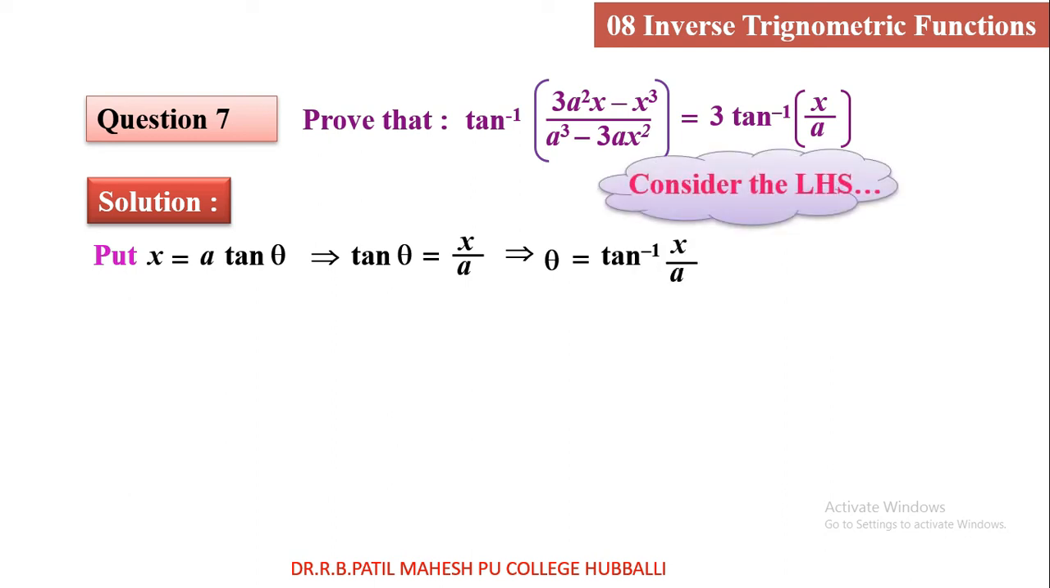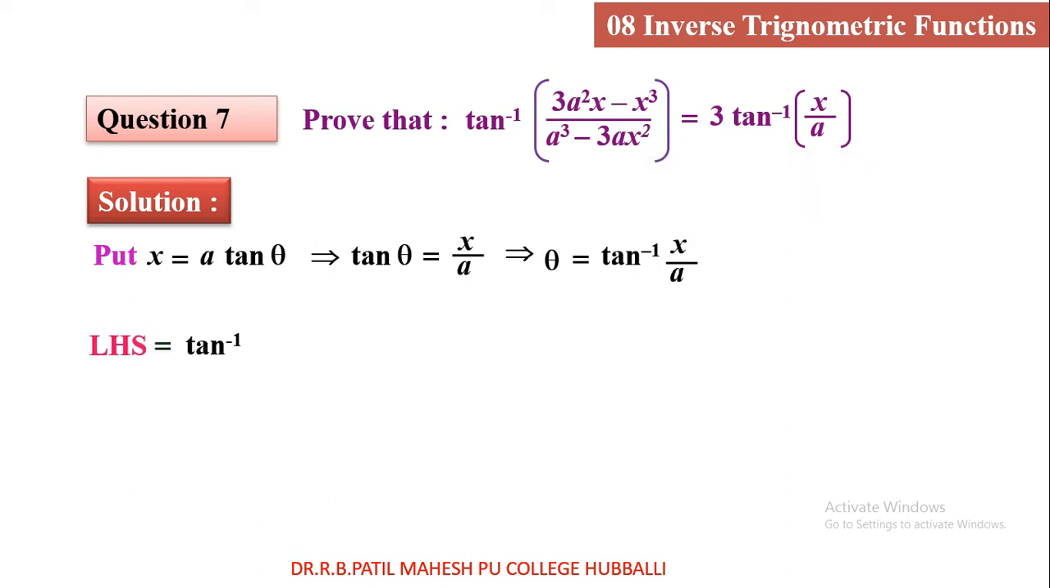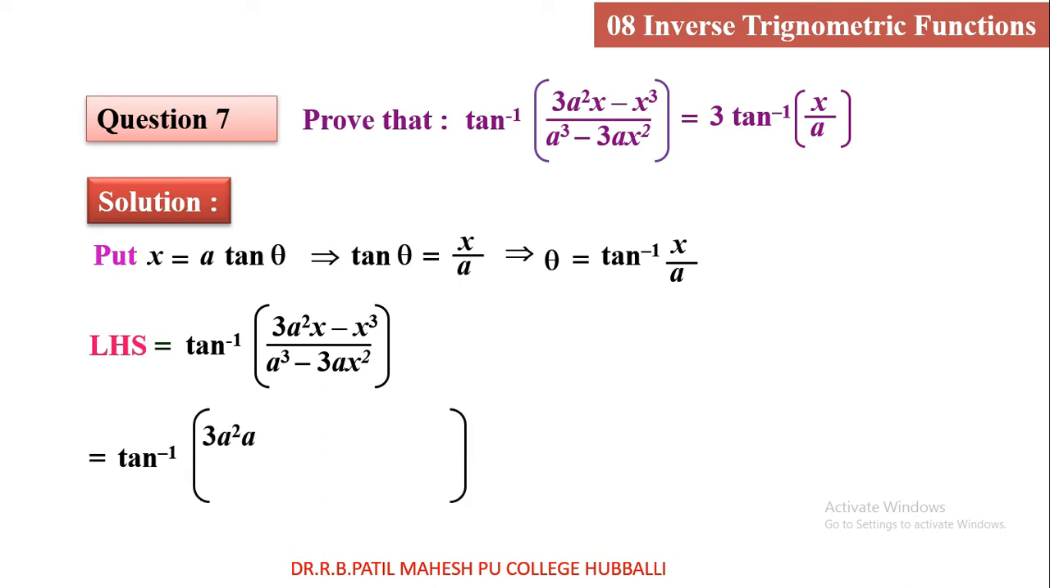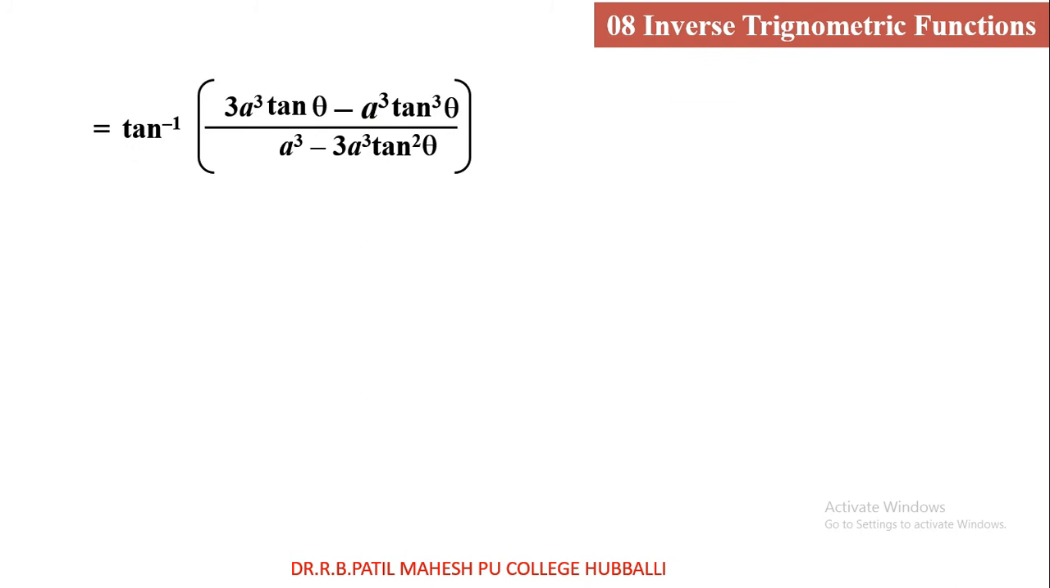Consider the LHS now. So that is tan inverse of 3a square x minus x cube upon a cube minus 3ax square is the LHS. In this I am going to write x value, that is a tan theta. You can observe, in place of x I am writing a tan theta minus a cube, because x cube is there, a cube tan cube theta upon a cube as it is minus 3a x square is there. So x is a tan theta, then x square will be a square tan square theta.